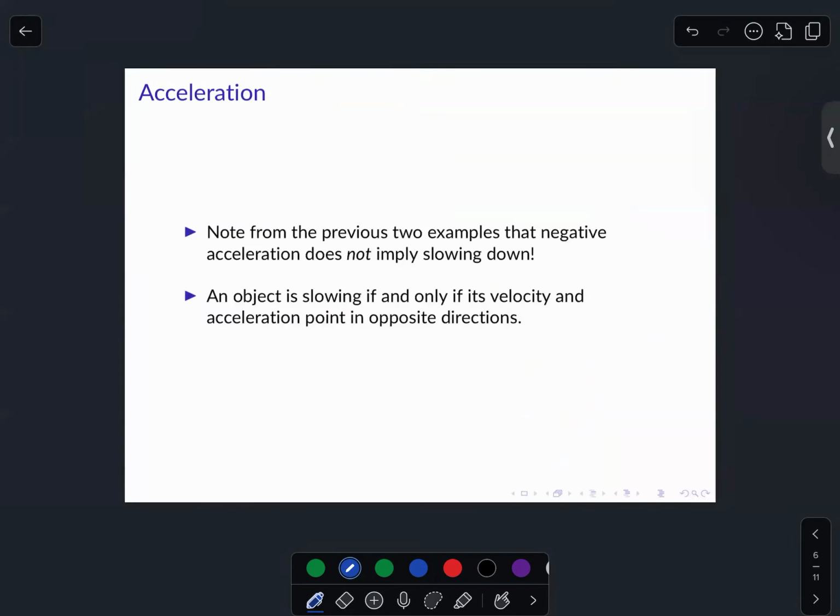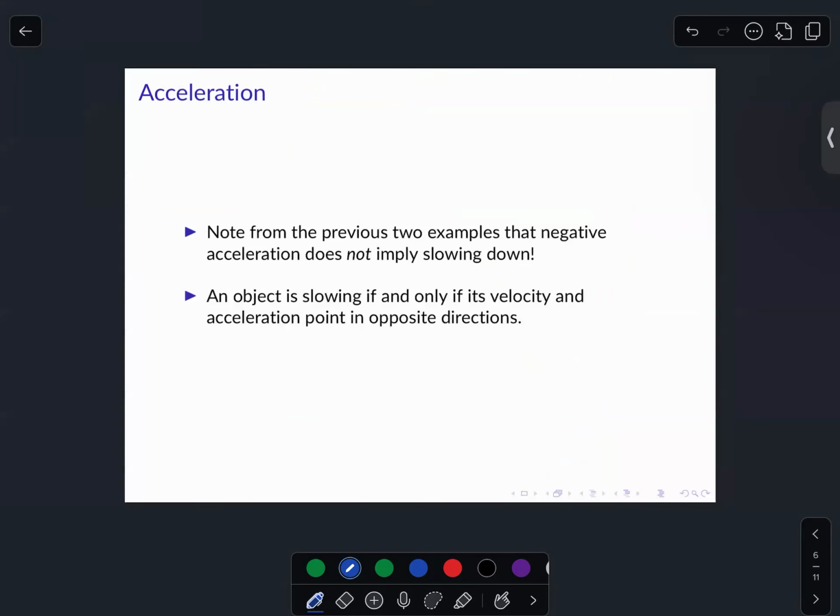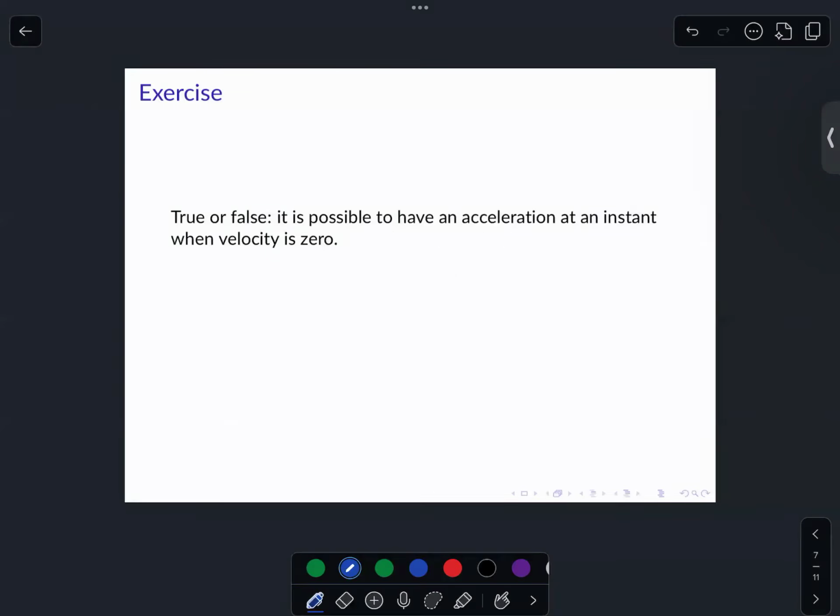Okay, I want to emphasize here again, one more time: when we had a negative acceleration, that can speed you up. Negative acceleration does not mean slowing down. Positive acceleration does not mean speeding up. You have to think about it individually. You have to know the direction of your velocity before you can tell whether a negative or a positive acceleration gets you further or closer to 0.